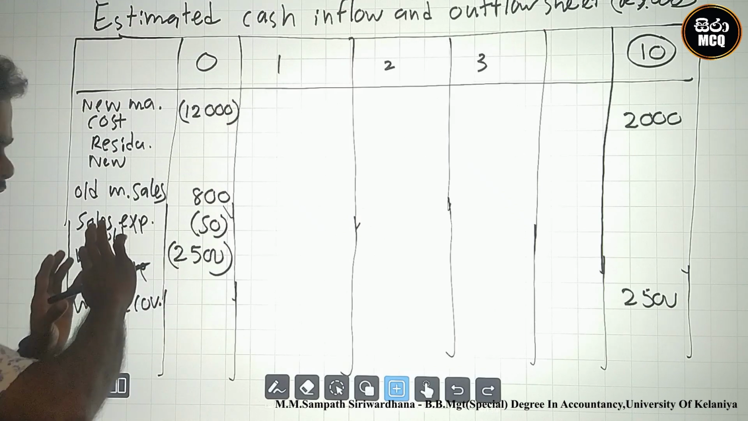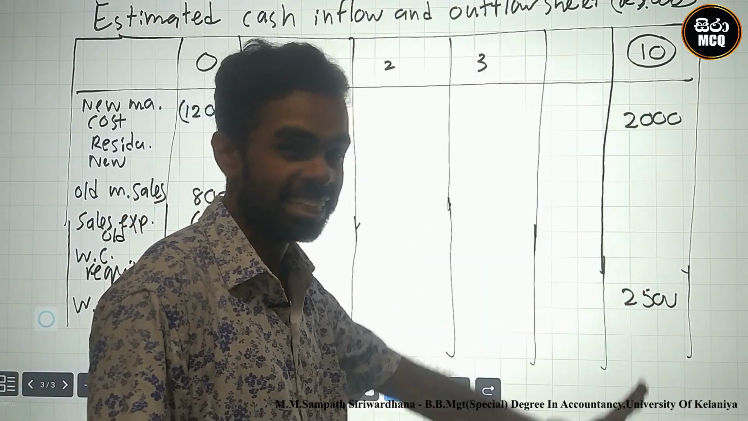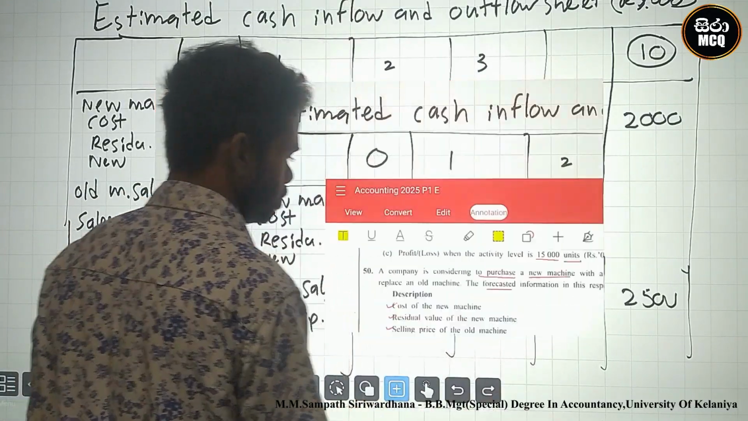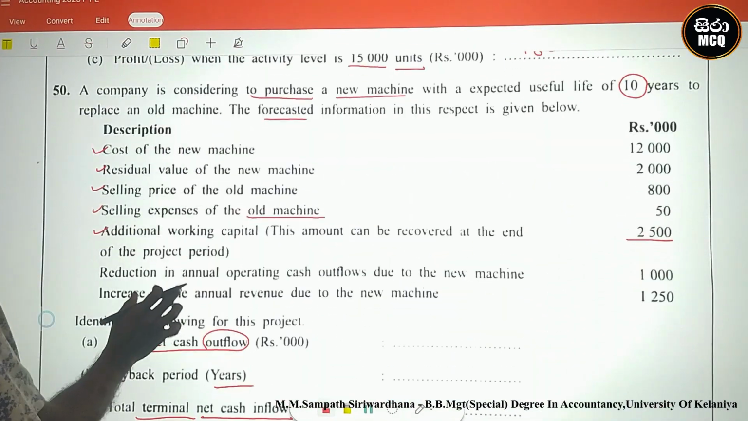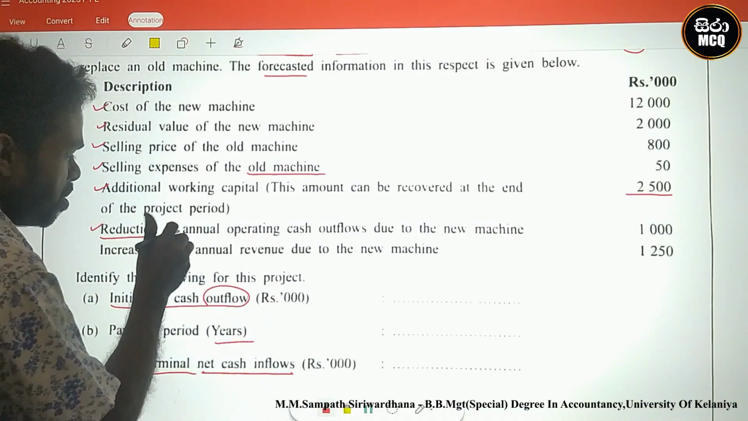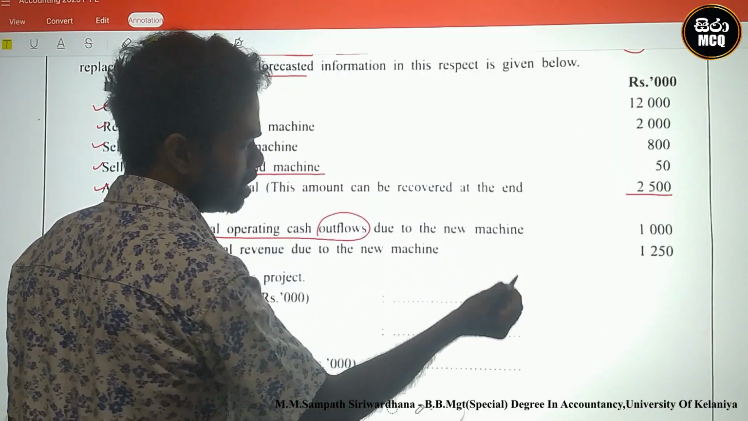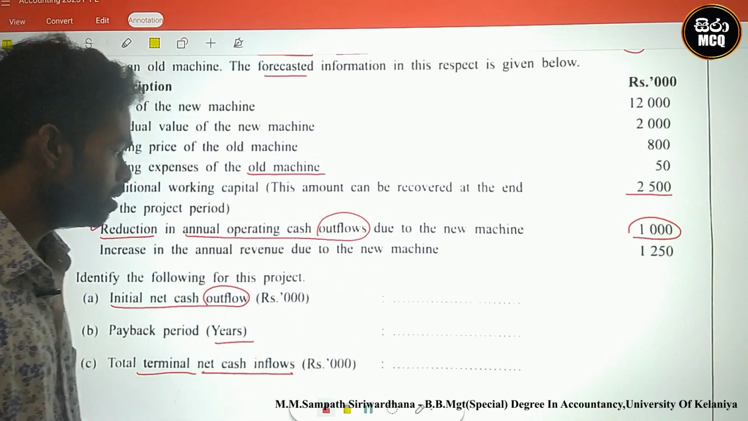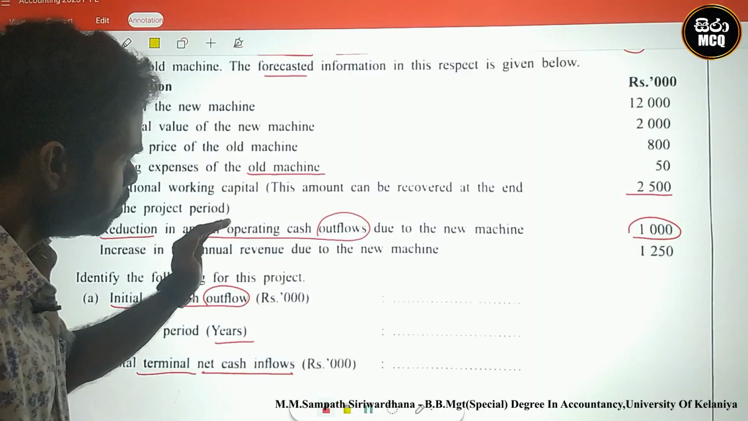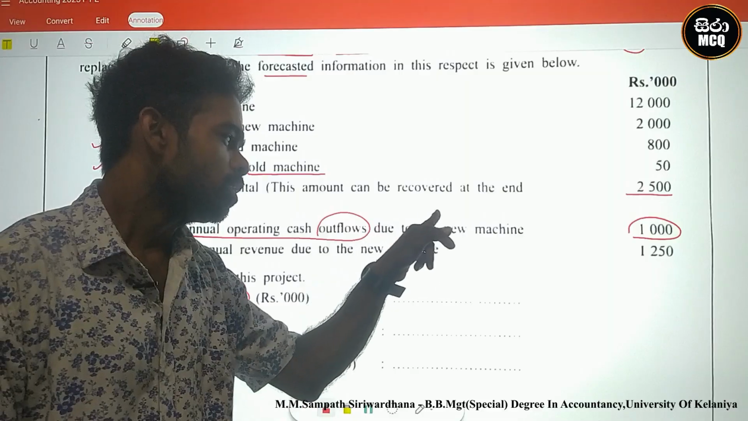This is the outflow, this is the working capital using, and this is the working capital recovered from last year, the 10th year inflow. There are two locations for working capital. Next one, look here. Next one is reduction. Reduction is deduction, no? Reduction of annual operating cash outflow due to the new machine, 1000. Look here, there is a deduction, the saving of annual operating cash outflows due to the new machine.